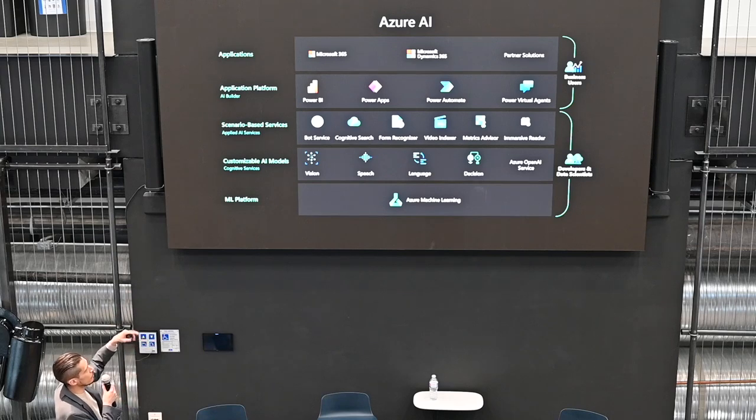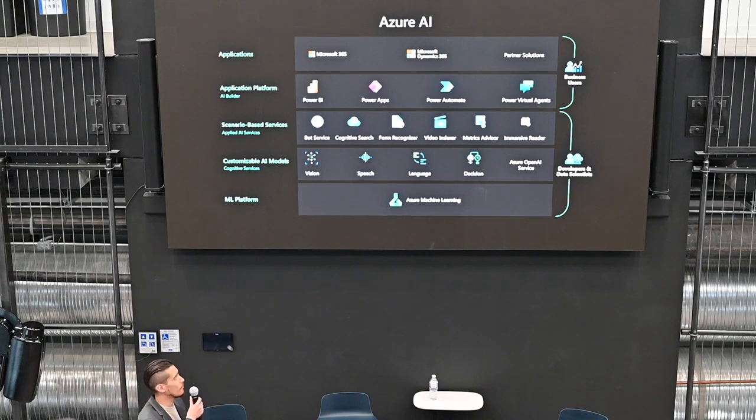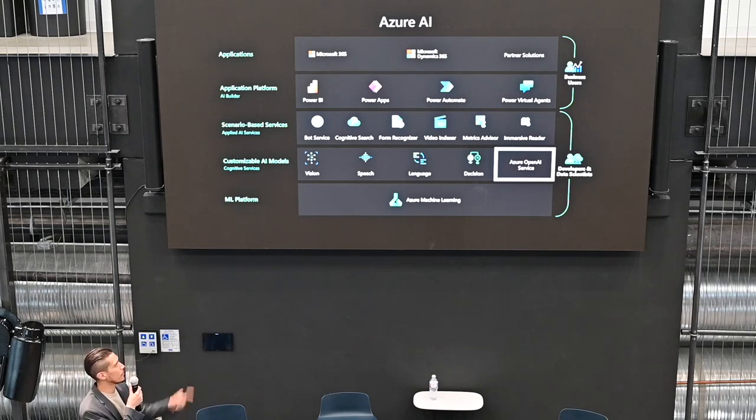As we get further down, we get deeper into the pure data science side of the platform. Scenario-based services are pre-built scenario-based AIs, like cracking a document or doing translation. Then you have customizable models, which are generic models that you can tune or train with your data. And finally, the machine learning platform at the very bottom, which is notebook-based, drag-and-drop-based, or AutoML-based data science.